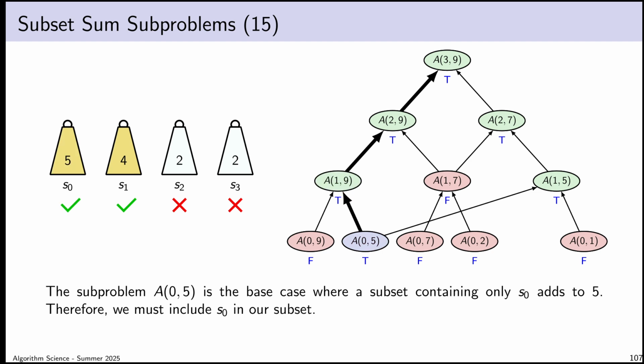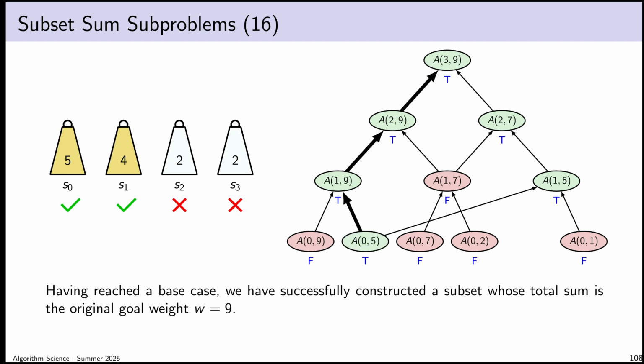Okay, and then finally I get down to A05, and A05 is a base case. So I have to use the base case logic for that. The reason that A05 is true is because S0 equals 5, which means I can make a subset of total sum 5 by adding S0, so I add S0 to my subset. And notice that now that I'm done, I have actually created a subset with total weight 9.